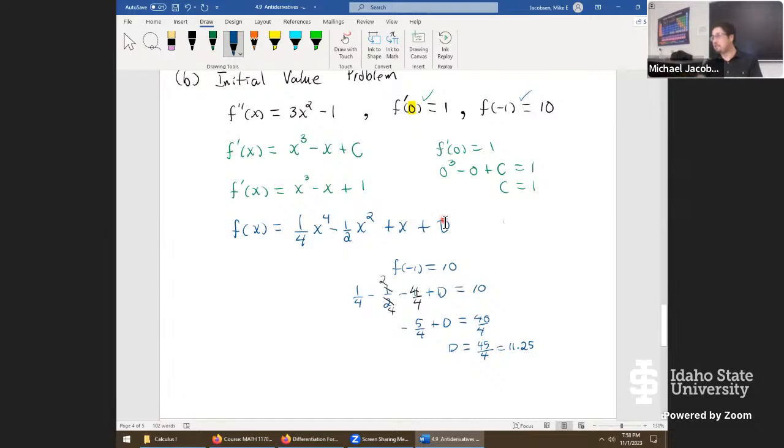But last thing we have to do is write out our answer: f of x is 1/4 x power 4 minus 1/2 x squared plus x plus 11.25.